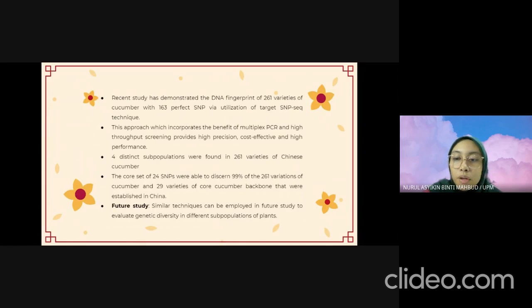So the core set of 24 SNPs was able to discern 99% of the 261 varieties of cucumber and 29 varieties of core cucumber backbone that were established in China. Therefore, the SNP sequence has great potential to be used in genetic testing and in the plant breeding process in the future. Similar techniques can be employed in future studies to evaluate genetic diversity in different subpopulations of plants.